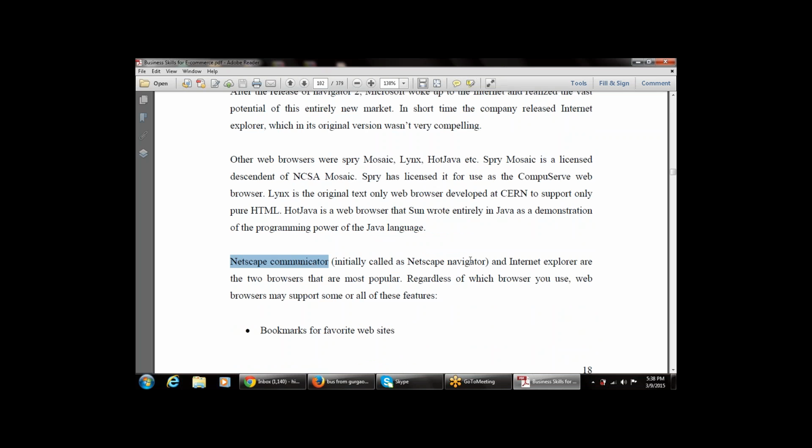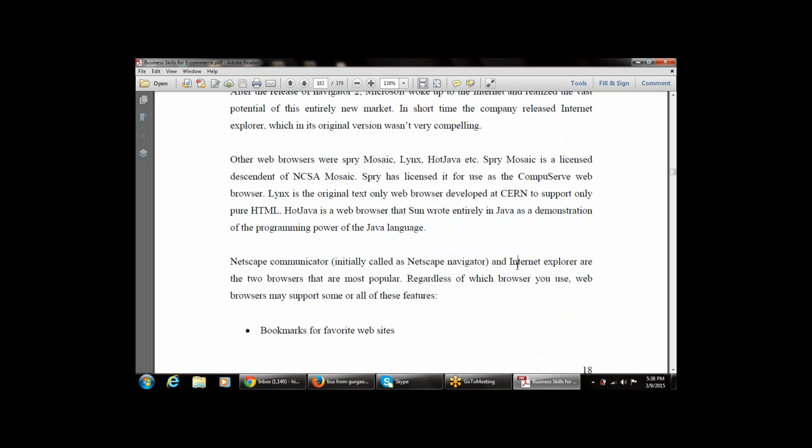As I said, Netscape Communicator, also known as Netscape Navigator, and Internet Explorer are the two browsers that were most popular in the traditional time. Even nowadays, if I'm using Microsoft Outlook, the offline method, there is a browser used, the Netscape Navigator as well as the Internet Explorer.